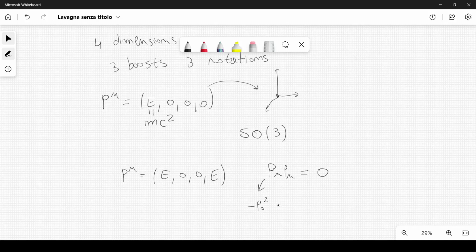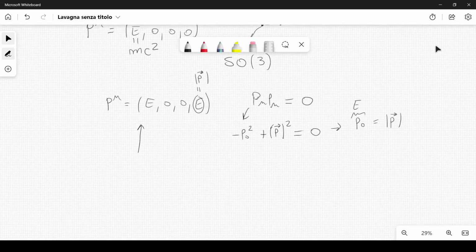minus p0 squared plus the 3-dimensional momentum squared, in particular the modulus squared of the 3-dimensional momentum. We set it equal to 0, so we get p0 equal to the modulus of the 3-dimensional momentum. We call it E, and we assume that momentum is directed along the z-axis. So basically, this is just the modulus of p. And it is equal to E, so it cannot be zero. There must be some momentum due to the fact that the particle is massless.